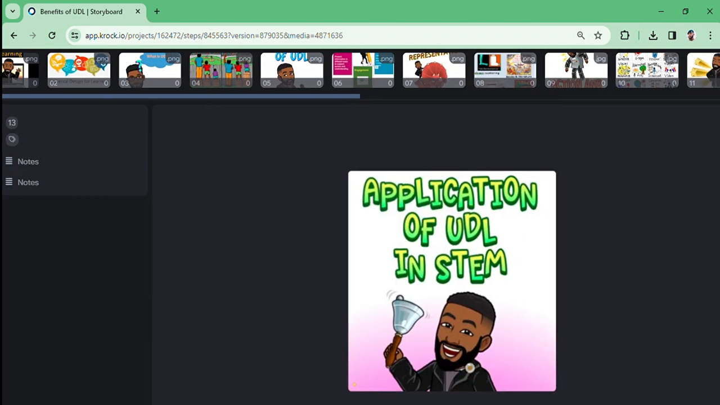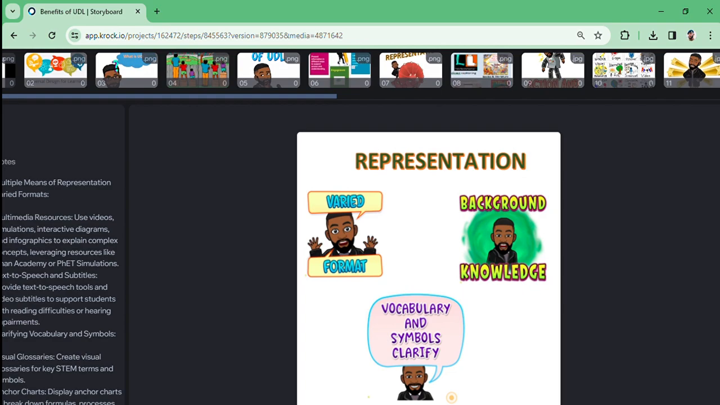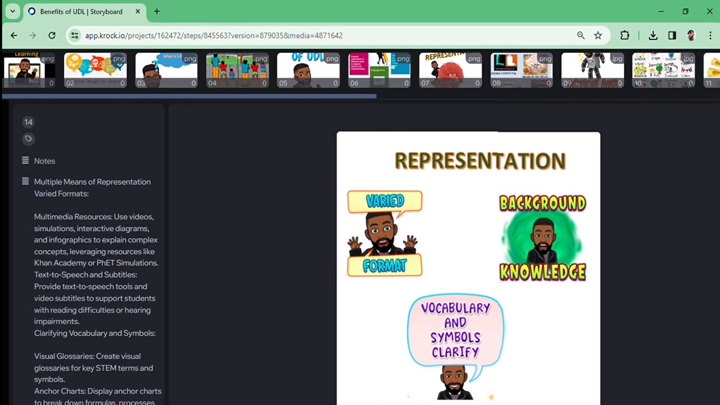Let's look at the application of UDL. As it relates to representation, we have to ensure that we represent the information in different modes, and to apply it, we have to have varied formats. We have to ensure that we include background information. We have to ensure that we include vocabulary and symbols. We clarify those.